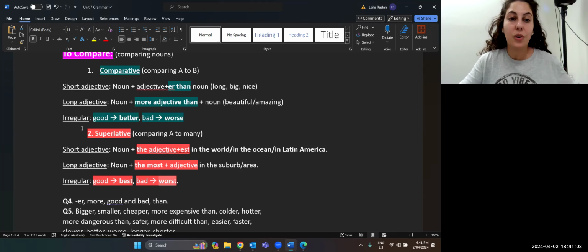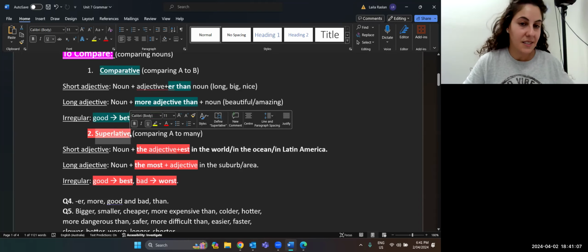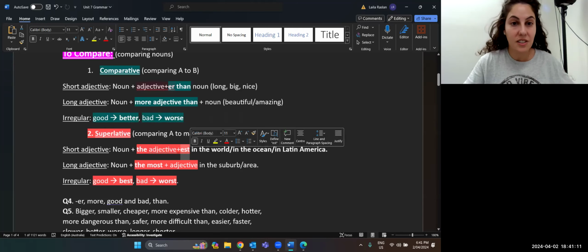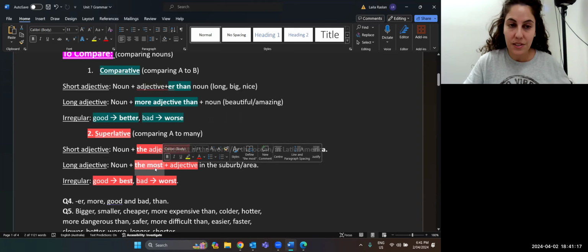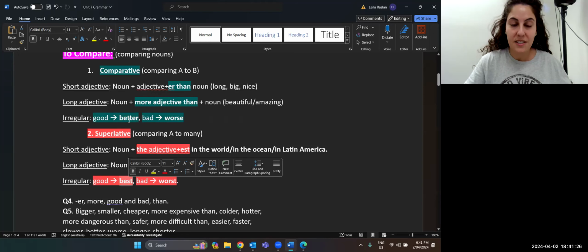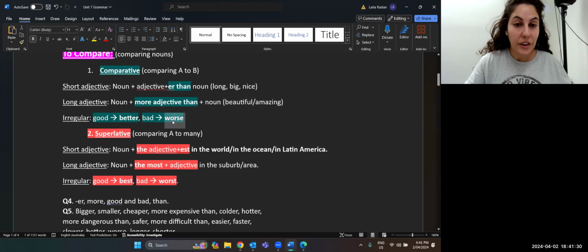Okay, so these were called the superlative comparison. So just be careful. There's an EST, not an ER, to the short adjective. And in the long adjective, we add the most. In the long adjective for this one, we said more. And here, different words. So better, best. Worse, worst.